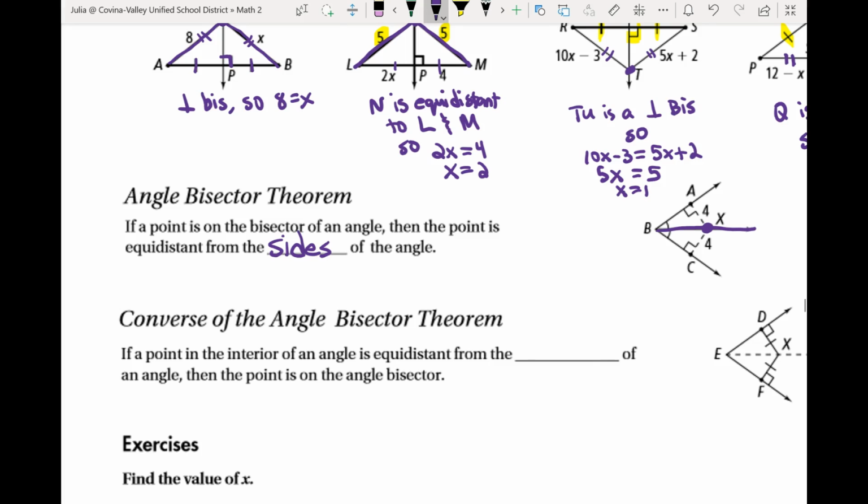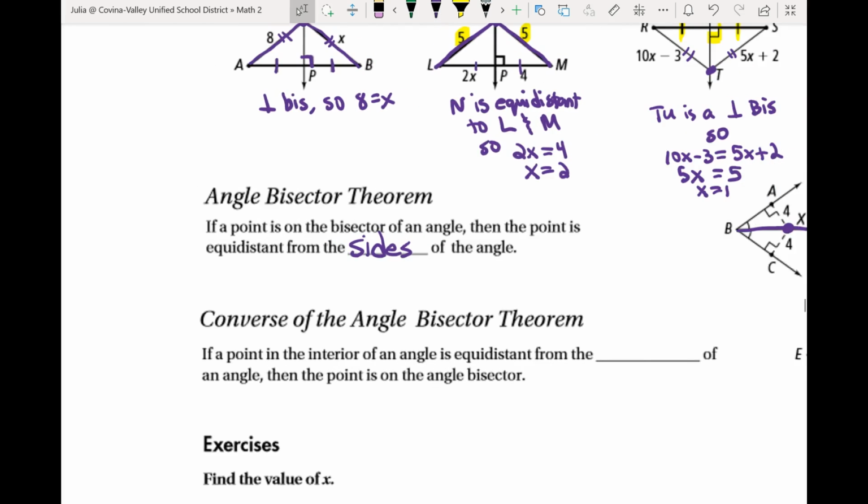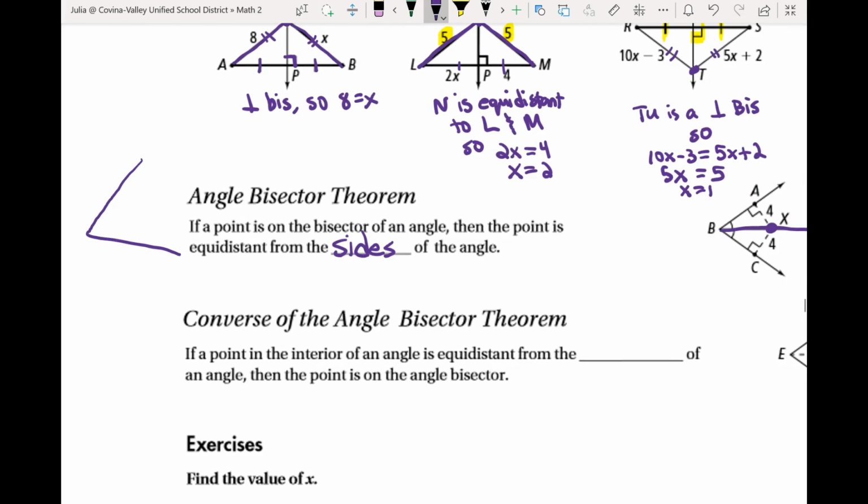Which makes sense. Don't draw this, but if you had an angle like this, and I had a segment that was not on the bisector, if I drew one that was off to the side, this distance is not the same as this distance. It would have to be on the bisector. It had to be going right up the middle in order to be the same distance.